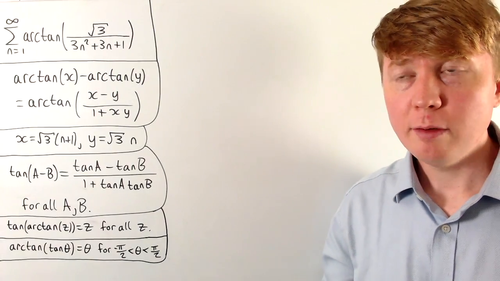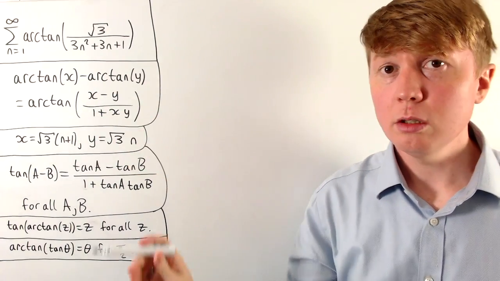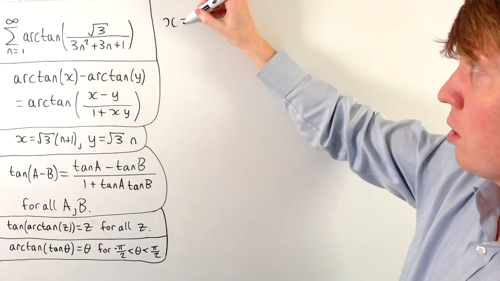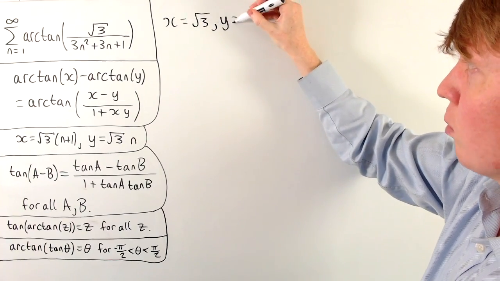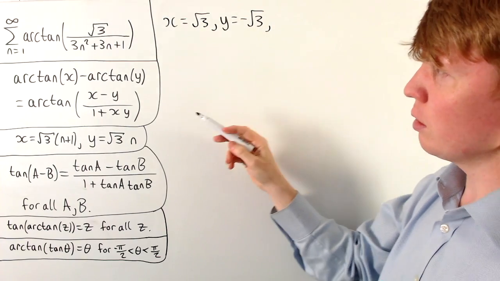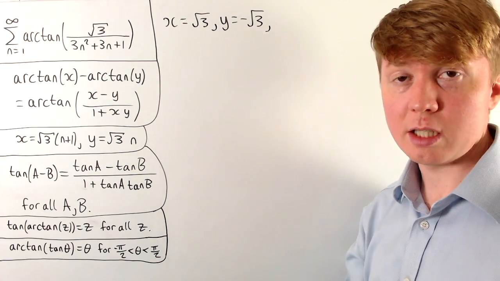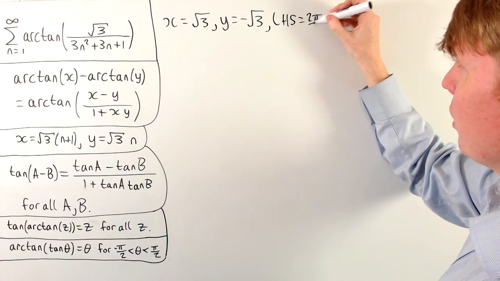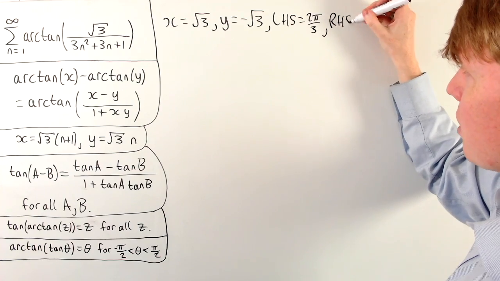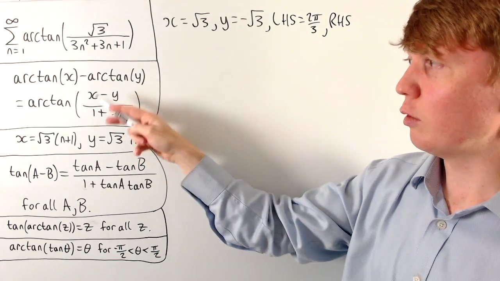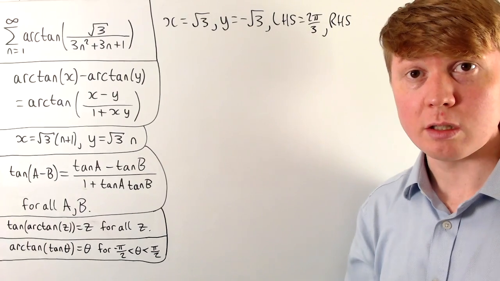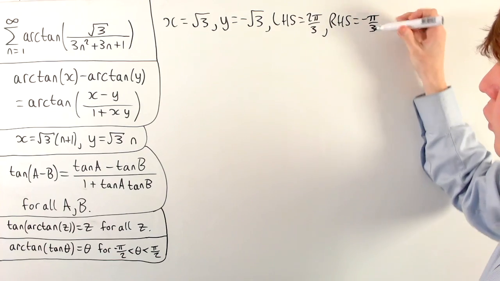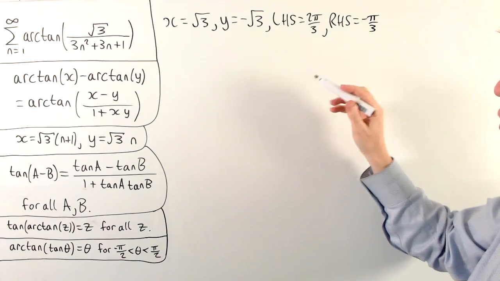So now we do need to be careful with this identity because it doesn't actually hold for all values of x and y. So for example, if you had x was positive root 3 and y was negative root 3, then you could check actually your left-hand side, arctan x minus arctan y, the left-hand side is 2 pi over 3, whereas if we calculate our right-hand side, you end up with arctan of minus root 3, which is going to give us negative pi over 3. So the right-hand side is negative pi over 3, so we're actually off by, there's a difference of pi there.